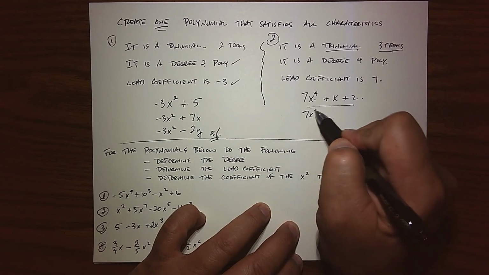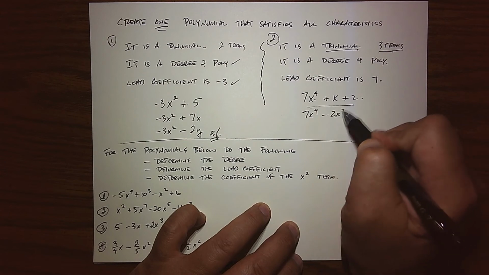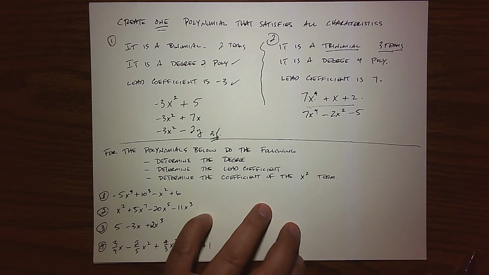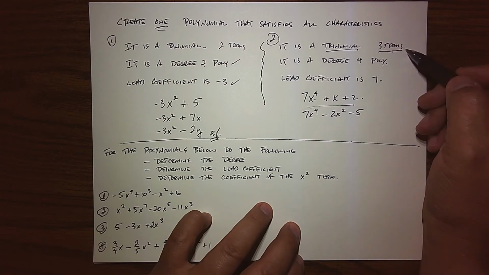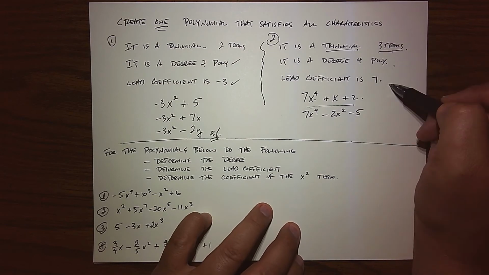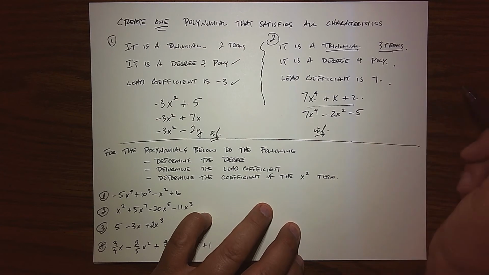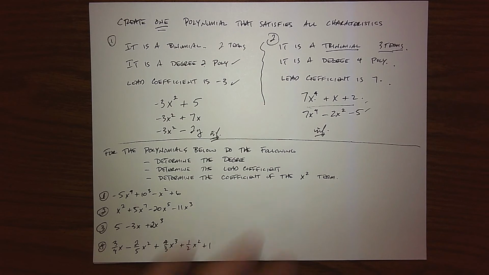Of course, here's potentially another answer that also satisfies the condition that we're a trinomial of degree 4 with leading coefficient of 7. So again, there's an infinite number of answers. There's two that came off the top of my head, and I'm pretty sure you can come up with others. Notice I'm using the lingo that we've learned, putting it together to create one polynomial that satisfies a bunch of given characteristics.